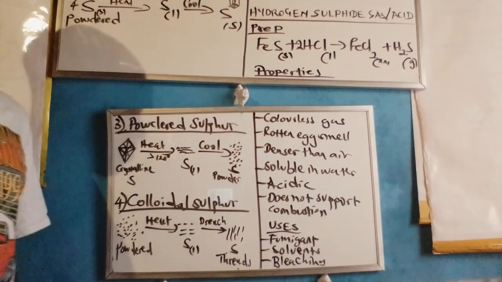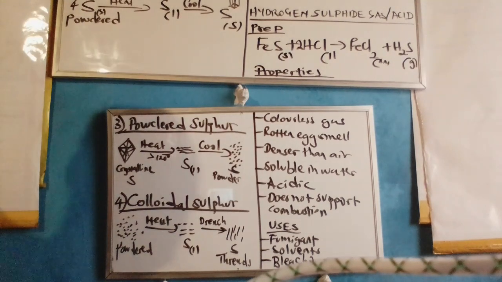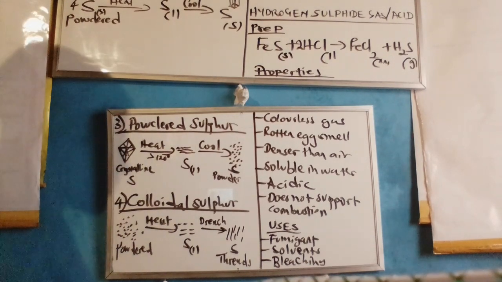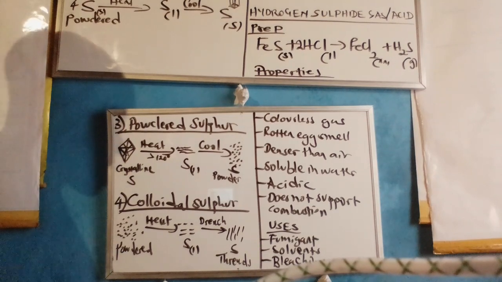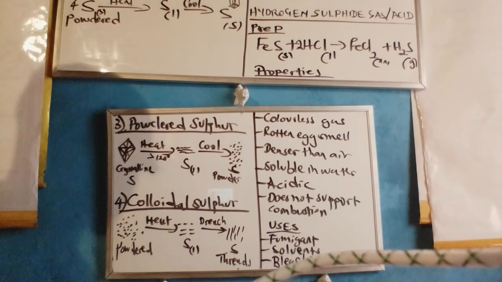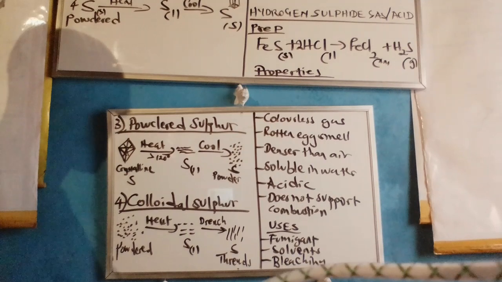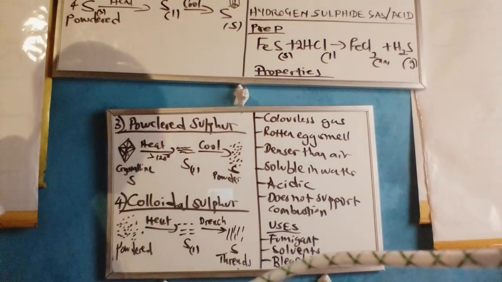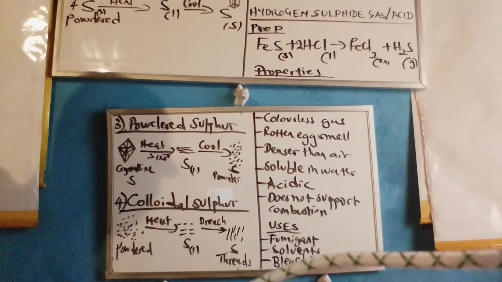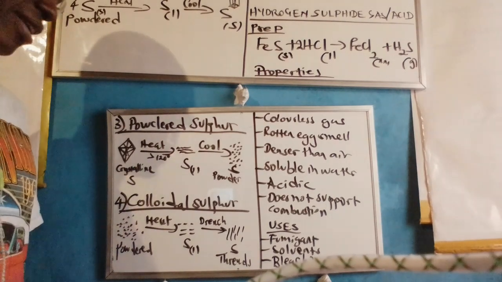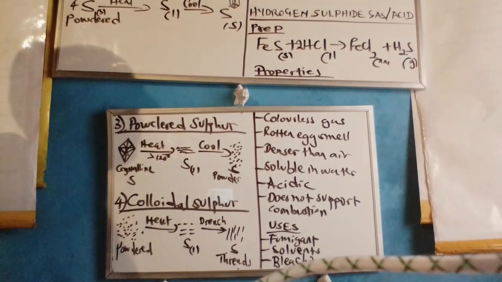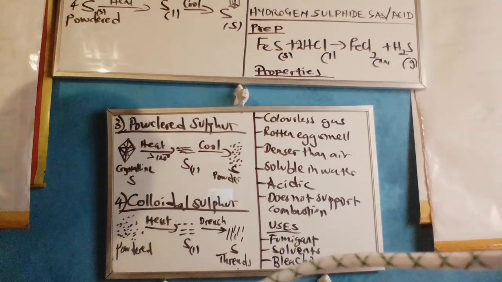Colloids are simply threads. So colloidal sulfur again comes from powdered sulfur, where we heat it to make it molten, and then we drench it in water. By drenching in water, it means we add excess water, and then it forms threads. In other words, you take the sulfur, which is liquid, and deliver it into water, whereby it forms threads of sulfur, known as the colloidal sulfur.